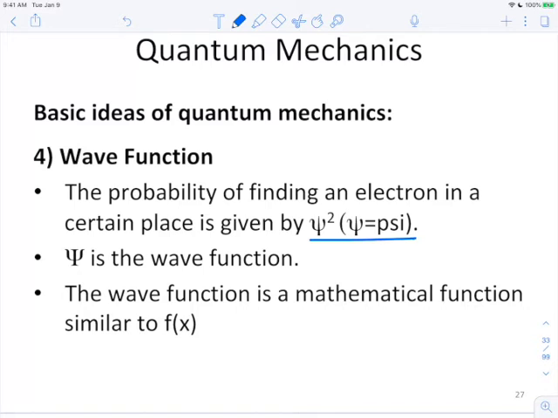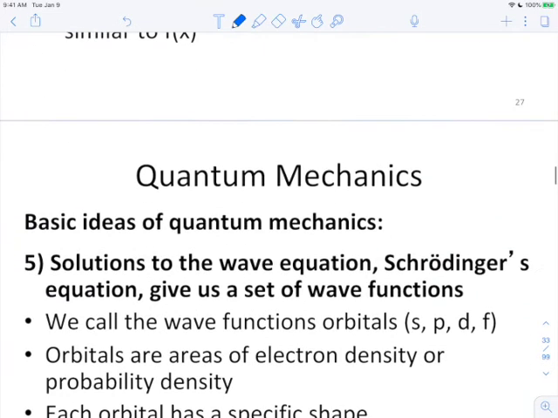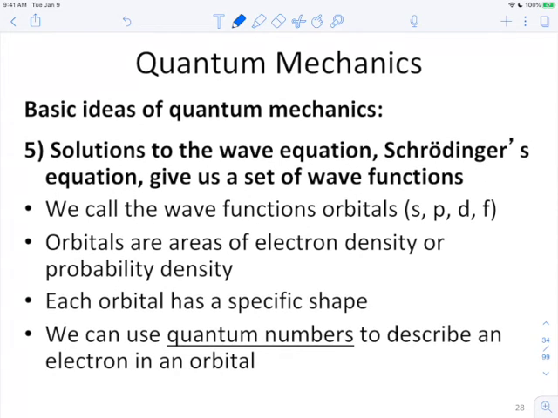It is a mathematical function similar to f of x. And that function has several solutions. Just like if you were to solve a quadratic equation in algebra class, you could get 2 solutions. Here we get 4 solutions. And those solutions we've labeled S, P, D, and F. So the orbitals that you know of, the S, P, D, and F, they are individual solutions to the wave equation, which we also call Schrodinger's equation. So it gives us a whole set of functions that are solutions to that equation.